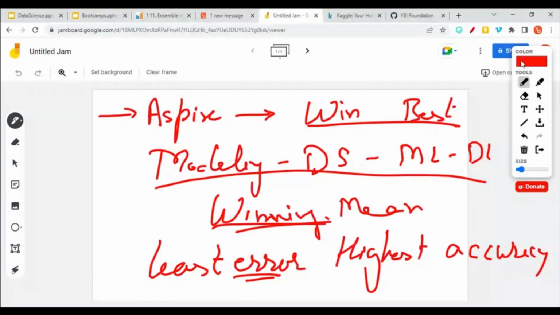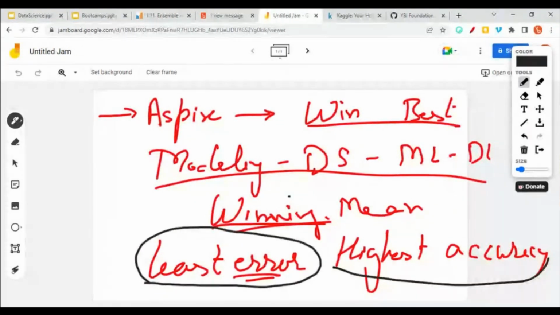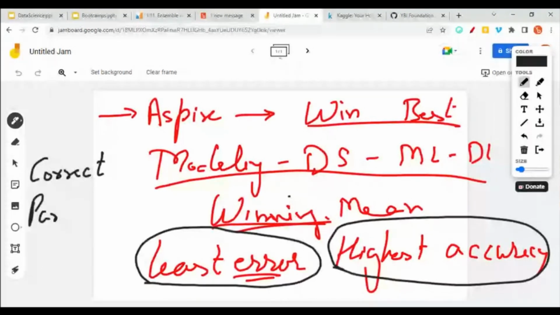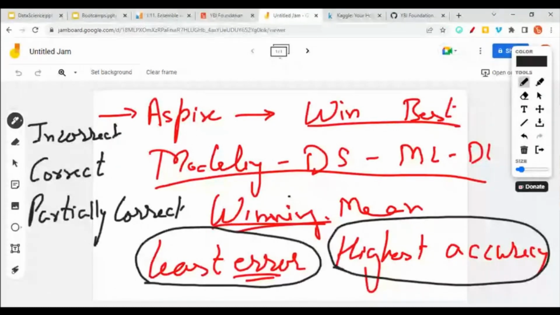What I'm saying, ki jo maine abhi statement diya ki our objective has to be least error or highest accuracy. Is it a correct statement or partially correct? Incorrect to nahi hogi, or you may also say that it is incorrect. So how will you say that it is correct, partially correct, or incorrect? Let's define the scope of what we are going to learn about the winning models. Winning means least error, sabse kam error ho, ya model ki sabse achhi accuracy ho. So am I incorrect, partially correct, or fully correct?